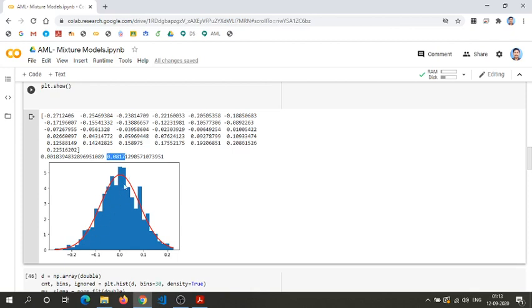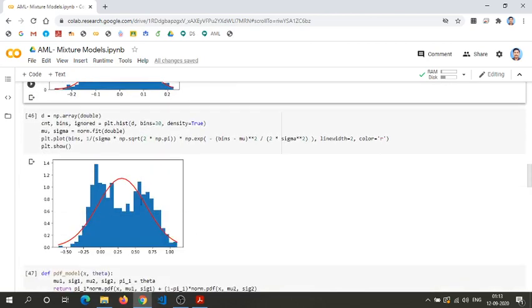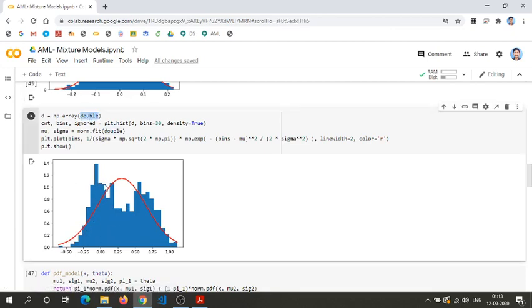So you are able to fit if we know the number of mixtures. In this case, we know that we have only one Gaussian, so we are able to fit a normal distribution onto it. What about if we try to fit a Gaussian onto the second data? Double is actually a mixture of two components. What if we try to fit one mu and sigma onto it?